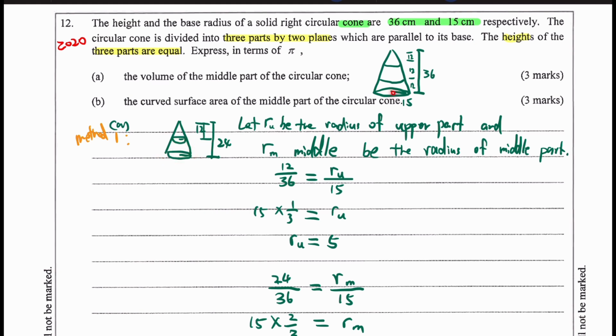But now we only have the base radius of the largest one. Can you find this and this? We first let the unknowns be assigned to them. So the radius of the upper one is RU, and the radius of the middle one, RM. So what you have here is they are similar. You know it because they are cut from the same cone, right? They are not separate cones, so they must be similar. Their length ratios are in the same ratio. So you have the height as the clue of the length ratio. You can find the radius.